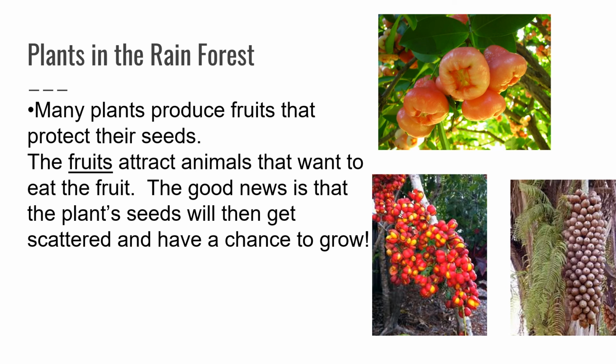Also, many of these plants produce their seeds inside of fruits. And that's good because A, it protects the seed, but B, it also helps attract animals that want to eat the fruit. And then the good news is that the plant seeds will get scattered and have a chance to grow. Like we mentioned in the flower reproduction notes, whenever the fruit is either eaten or sometimes even just stomped on by an animal, the seeds can get spread by that animal and that can help them reproduce in other areas.